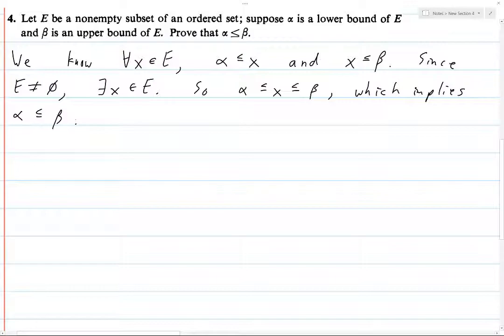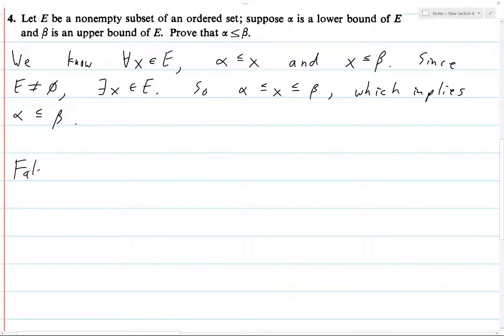And there's two things I want to take note of here. First of all, it's absolutely necessary that E be a non-empty subset, because we needed to be able to select this element x, because we couldn't construct the inequality without it.